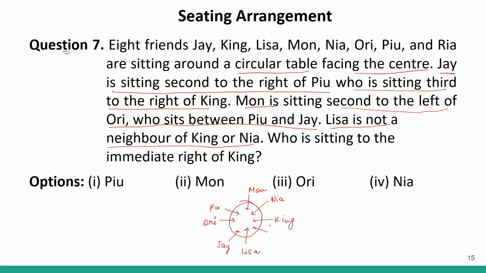Now we have 7 positions finalized. 1 position is remaining where we can put Ria. Correct? So, this will be my final arrangement. The question is, who is sitting to the immediate right of King? So, King is over here. Immediate right will be this side, and this side we have Nia. So, my answer will be option number 4, Nia. Clear? This will be the correct answer to the question. Option number 4.